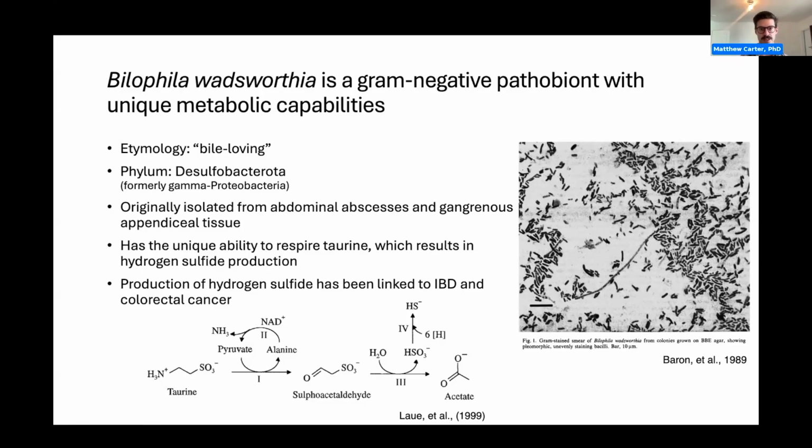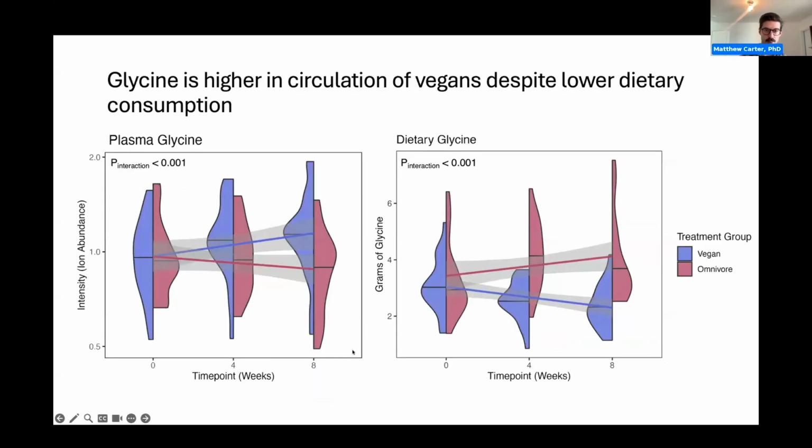In humans, the two most common amino acids conjugated to bile acids are taurine and also glycine. So Bilophila has been very well studied for its ability to respire taurine, but not as much for its ability to respire glycine, which might be what we're seeing in our data here. Part of the reason it was particularly interesting that glycine was a hit in both the metabolomics and the metagenomics analysis was a curious finding: on the right, we see the amount of glycine consumed in the diet significantly decreased.